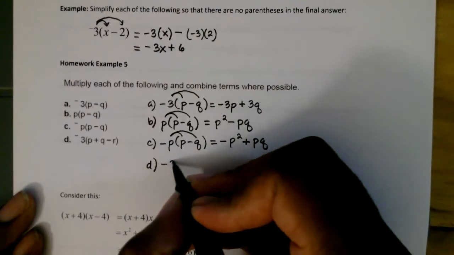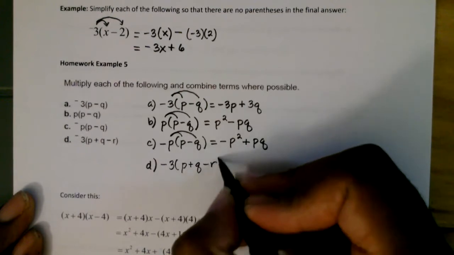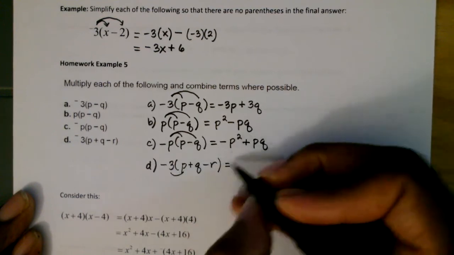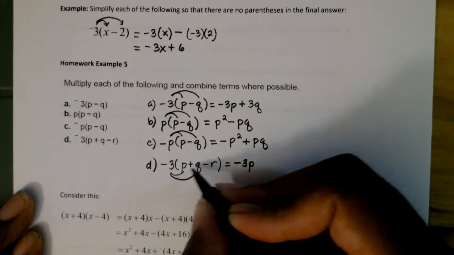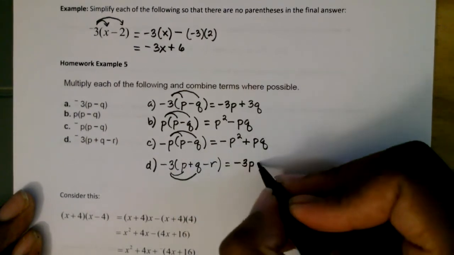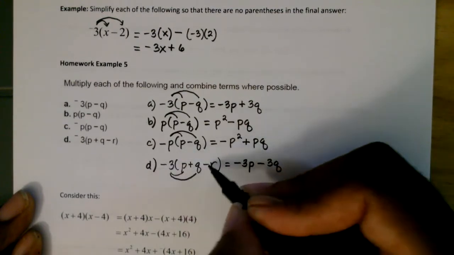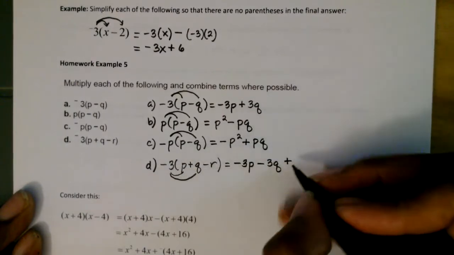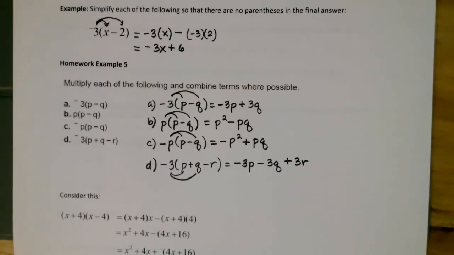And then part D, negative 3 times p plus q minus r. Well, using the distributive property, negative 3 times p would be negative 3p. The negative will make the plus a minus, so 3 times q would be minus 3q. And then again, this minus sign will make that negative a plus. So I have minus, so I know 3 times r would be 3r. So I'll end up with negative 3p minus 3q plus 3r.